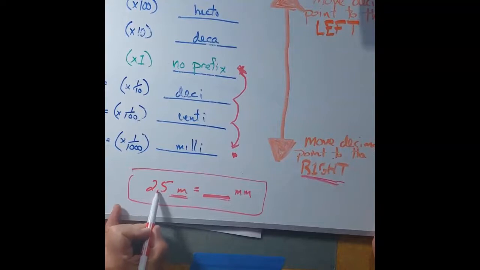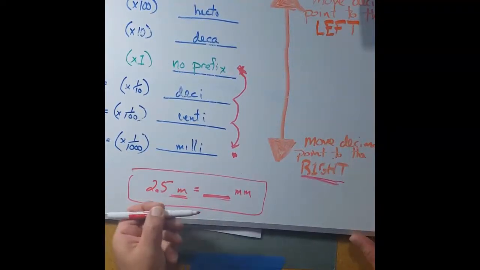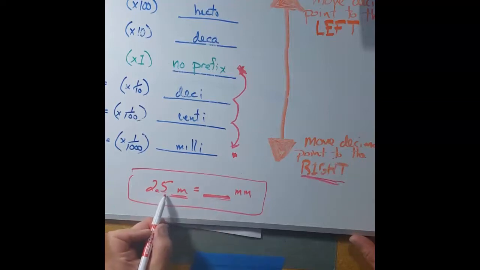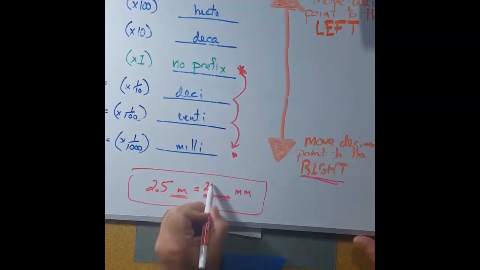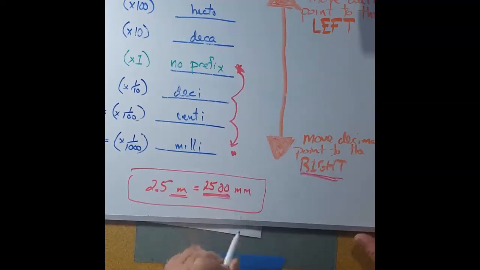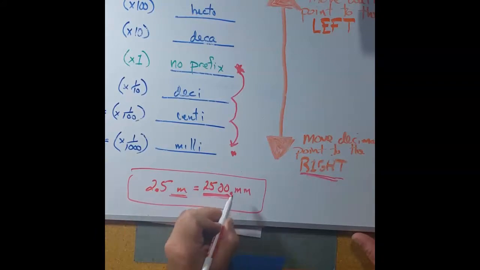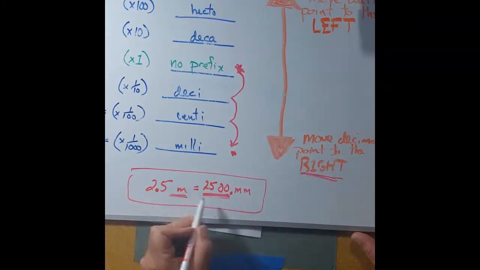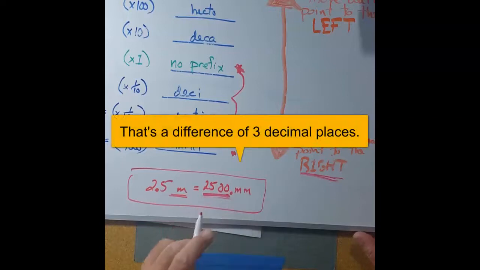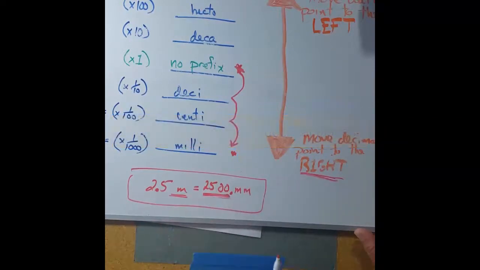Right now, notice it's right here. To begin with, we want to move it 3 that way. So I'll put the first jump behind the 5, and then 2 more jumps that we're going to have to fill in with zeros. So it'll be 2,500. Okay? The decimal point went from here to here. It was right here. Now it's here. So it's 1, 2, 3 places. And that was to the right.